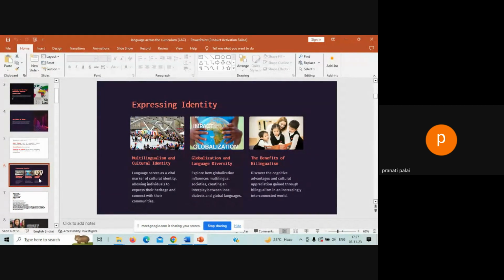Yes, here the term dialect comes. That is most important from the point of view of language. Yes, anybody who can say the term dialect? What is dialect?